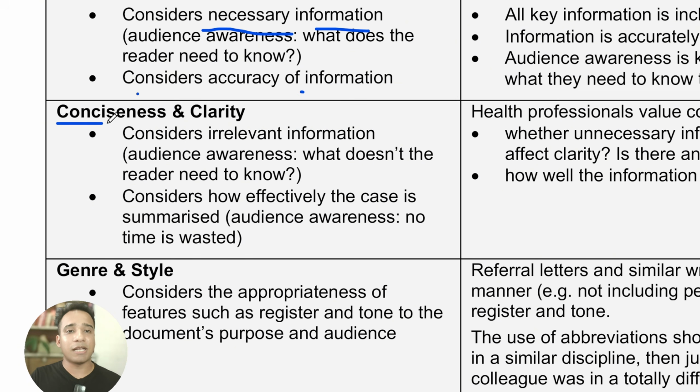Next one, conciseness and clarity. Here, we'll make things clear. It means irrelevant information is removed. What doesn't the reader need to know? For example, if you're talking about asthma, the reader needs to know the workplace of the patient because it tells what kind of environment the patient has. But the reader doesn't need to know about the number of kids the patient has. This one considers how effectively the case is summarized. It means you're not wasting the time of the reader.